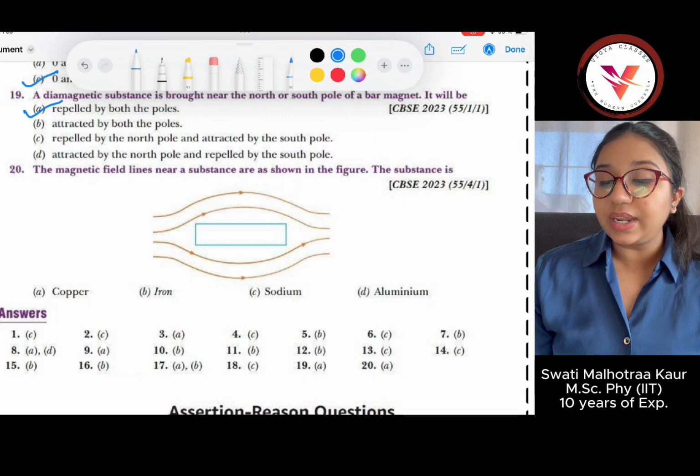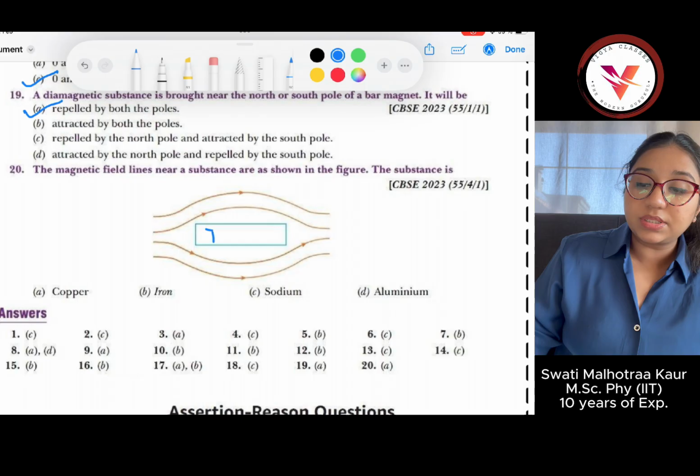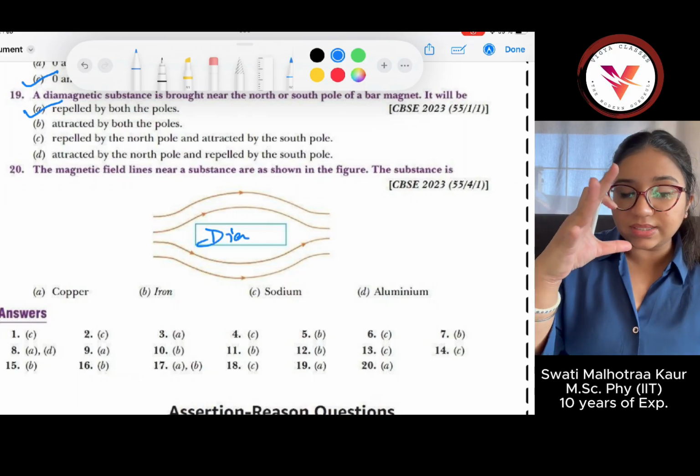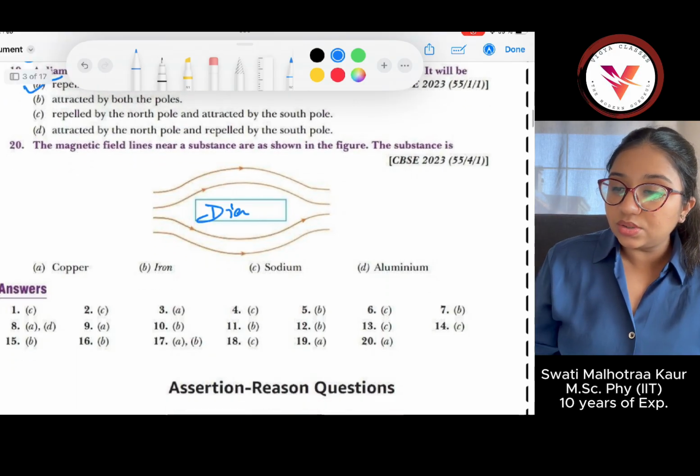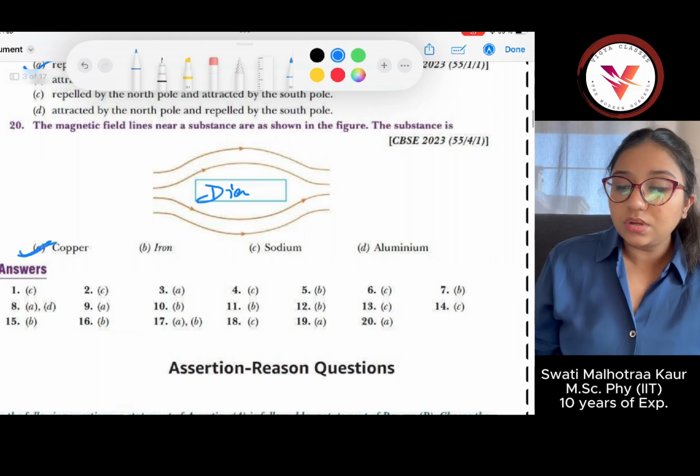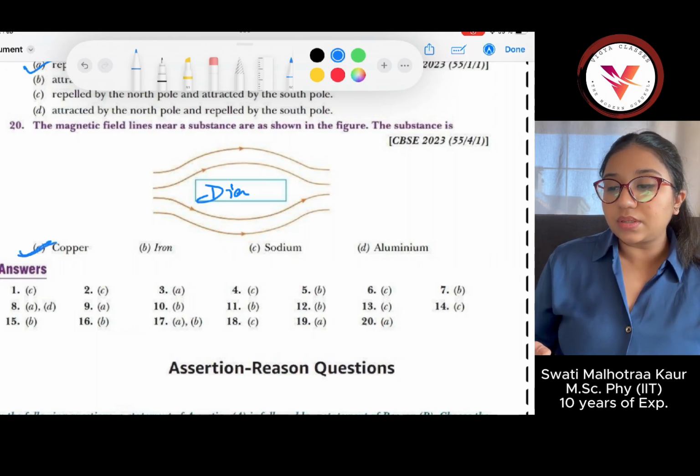Next, magnetic field lines near a substance are as shown in the figure. They are repelled by it. So this substance is diamagnetic because the field lines are repelling. In this, copper is a non-magnet.